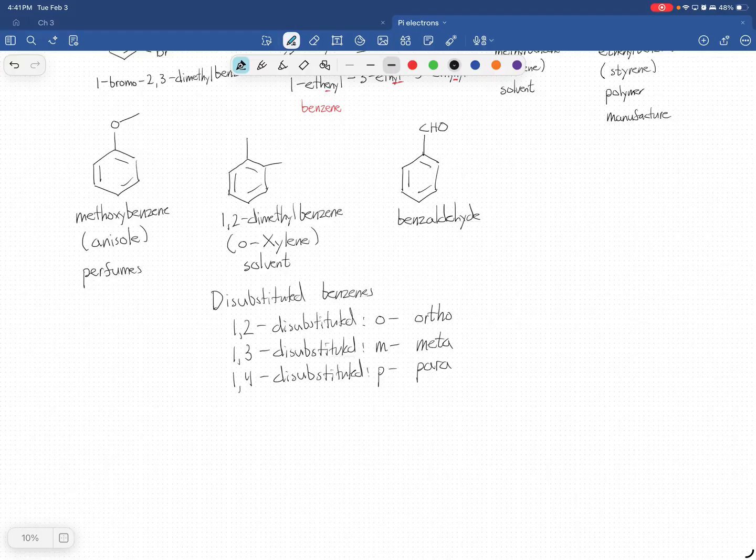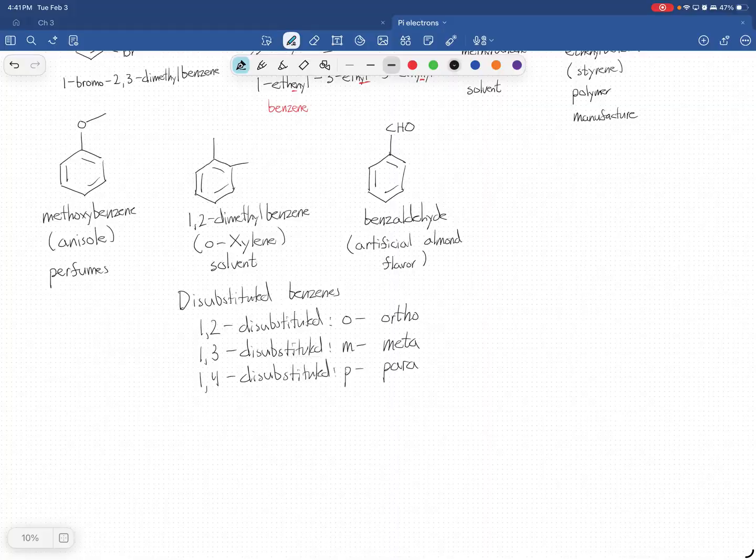So benzaldehyde, that's the flavor of almonds, but it's actually an artificial almond flavor. It's present in almonds, but it's not the actual flavor of it. You can read about it. It has a particularly almondy scent. It's a very sweet scent, but in high concentrations it might be a little too strong. I think benzaldehyde is also used in food products for that artificial flavor and smell.